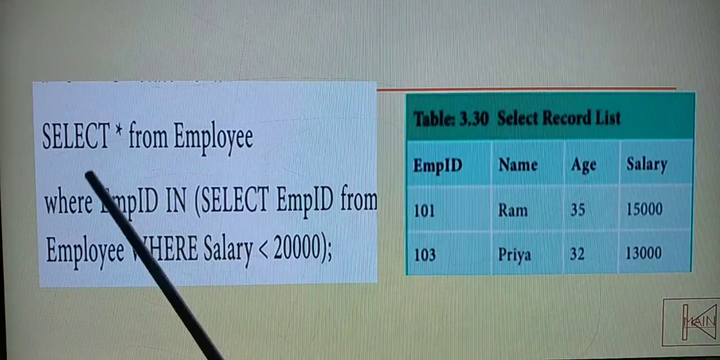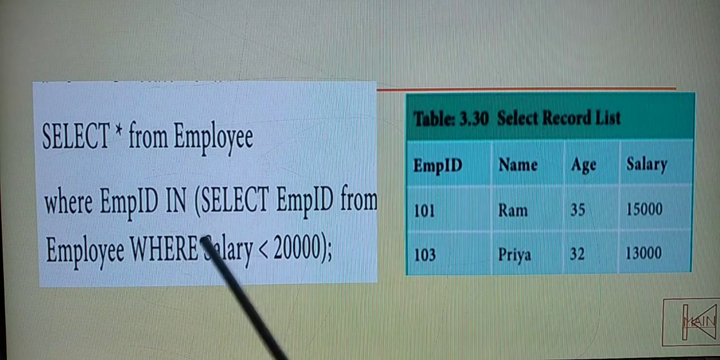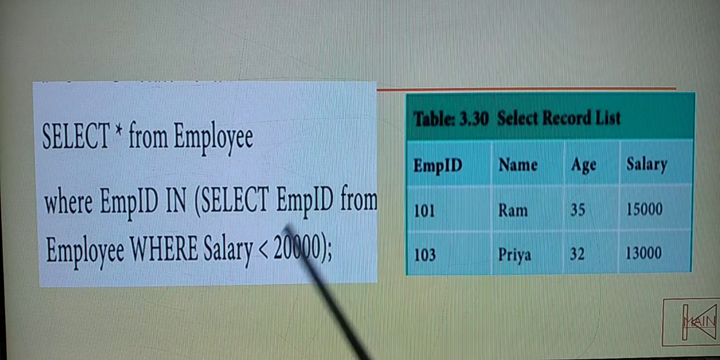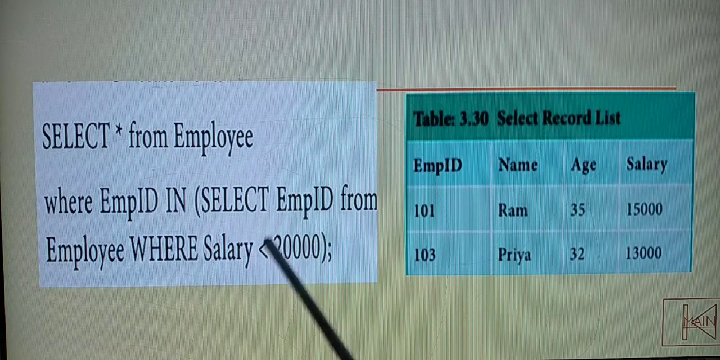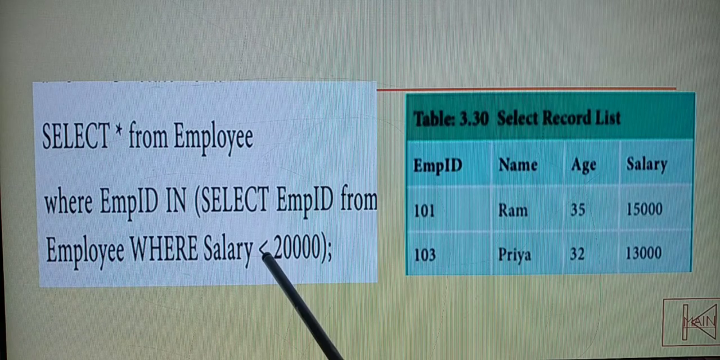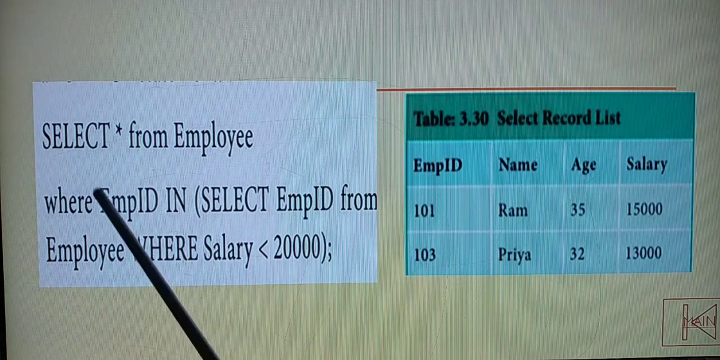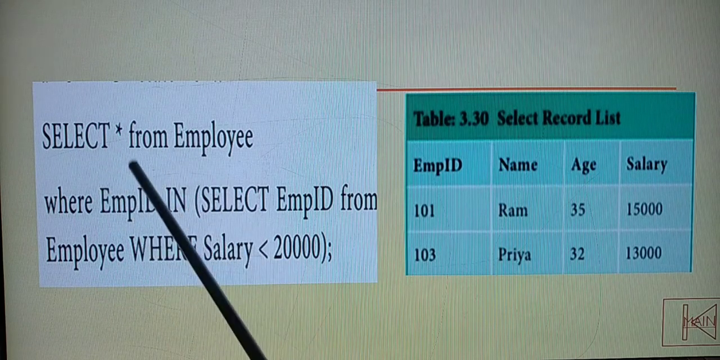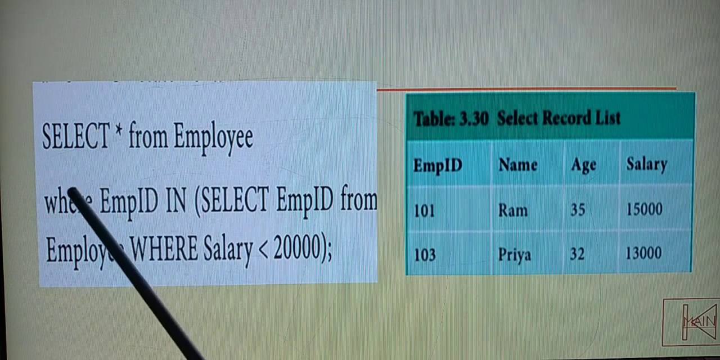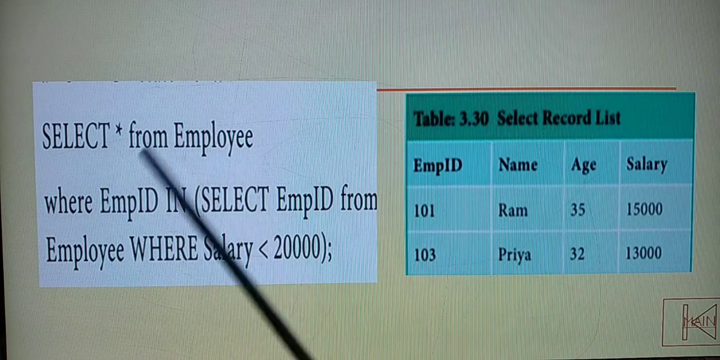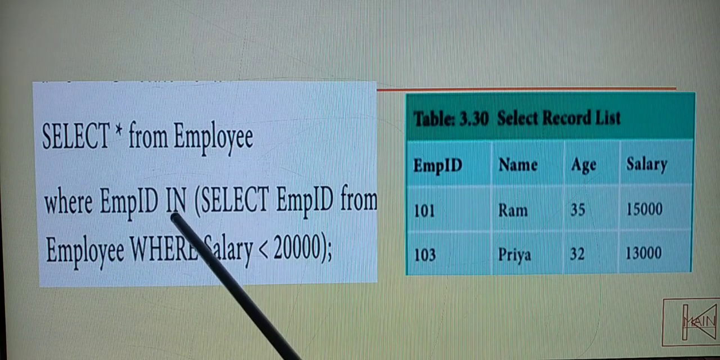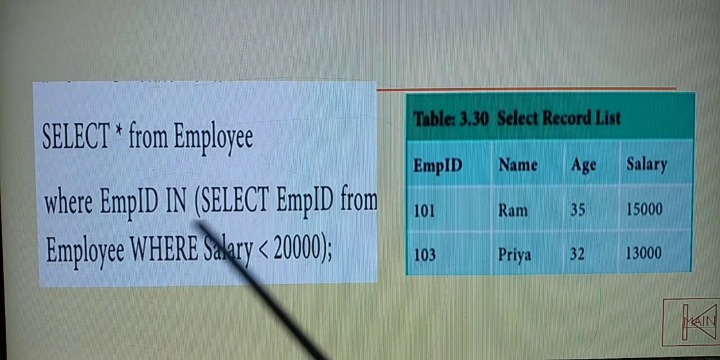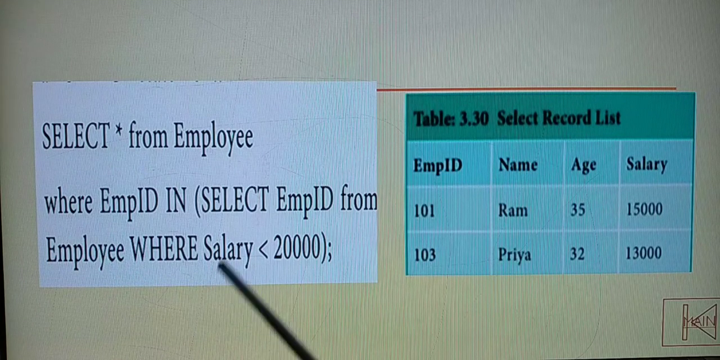So the result is ready inside this bracket. The first one and the third one are ready. After executing the subquery, the result is 101 and 103. Then the main query will be executed. What is given? Select star from employee. Select star is going to display all the columns where employee ID matches the result from the subquery. That alone is going to be displayed for you.